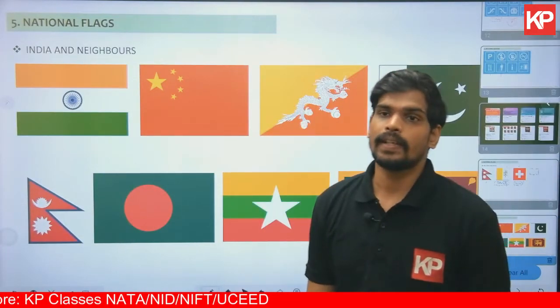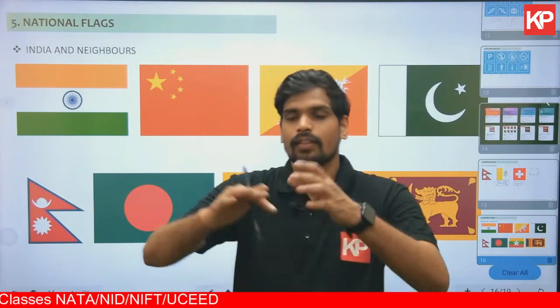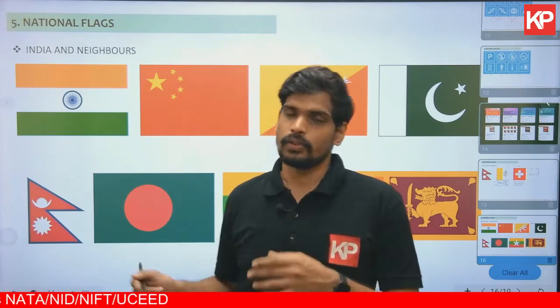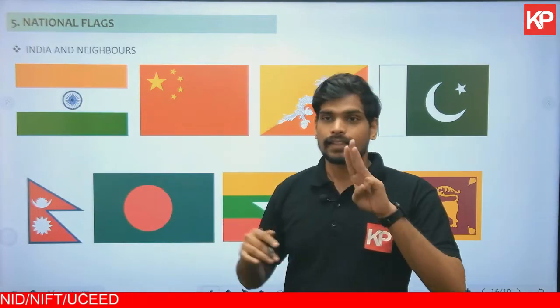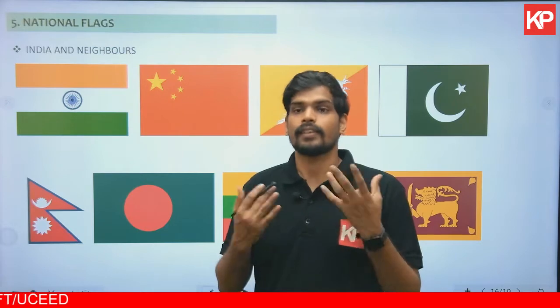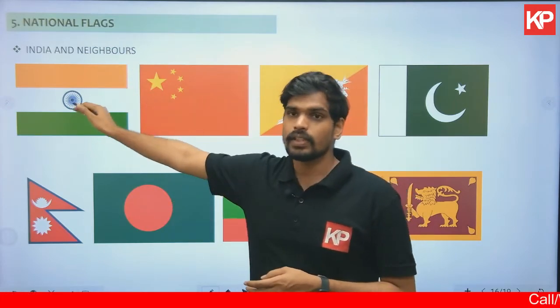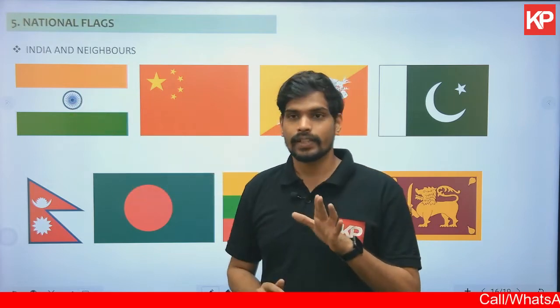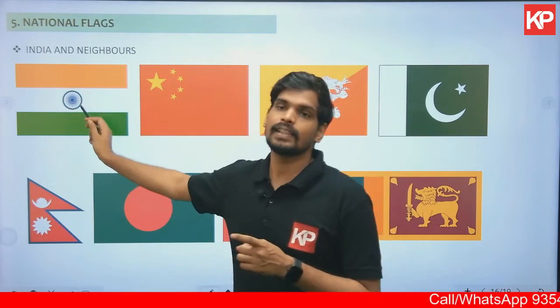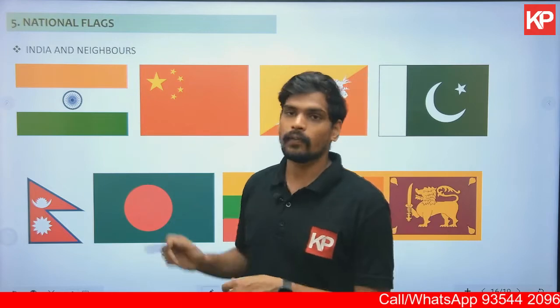Coming to the neighbors of India, let us now discuss our vicinity, India and the surroundings. You all know the flag of India. It has three colors. It is a tricolored flag, known as the tricolor: saffron, white, and green. And then you have the Dharma Chakra with 24 spokes in the center. There will be 24 lines in the central wheel. So that is the flag of India.